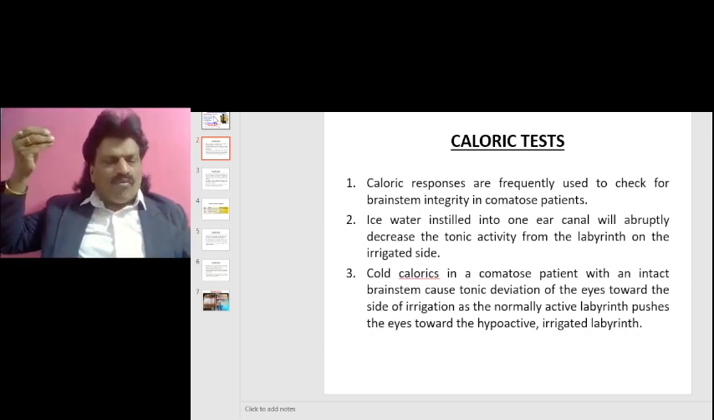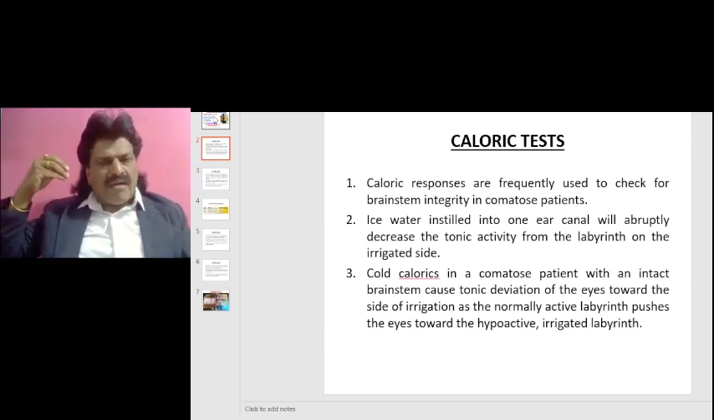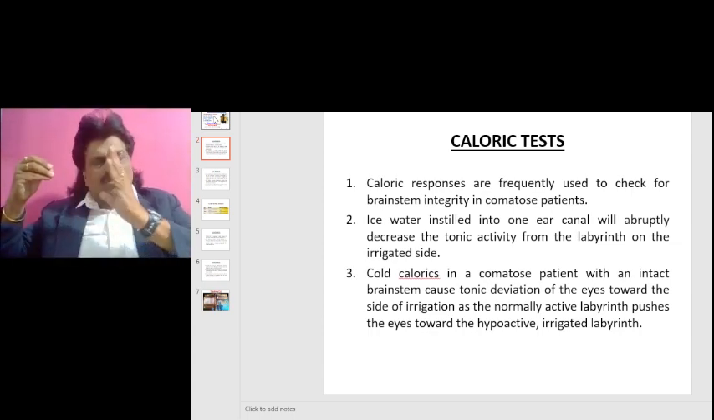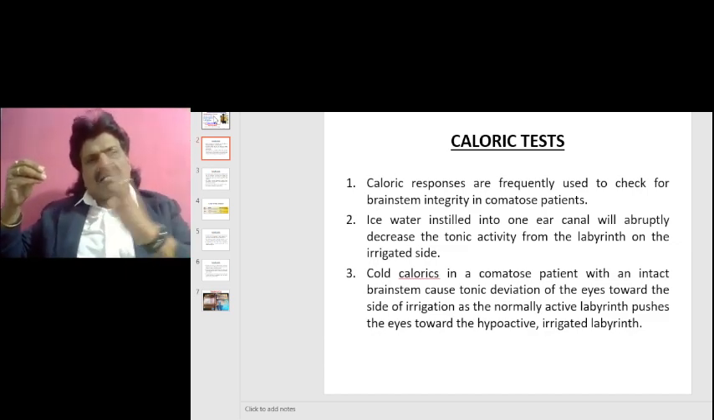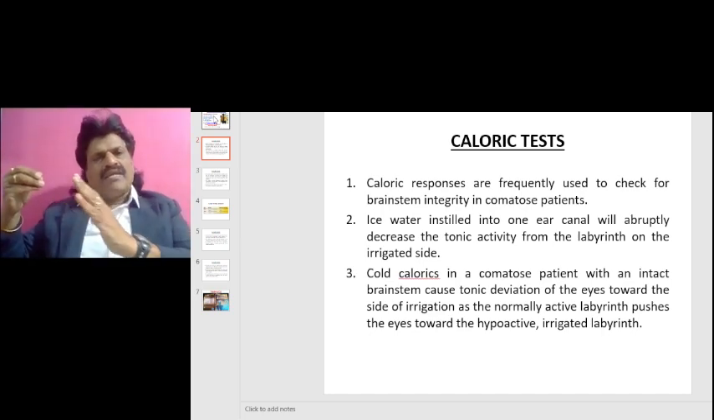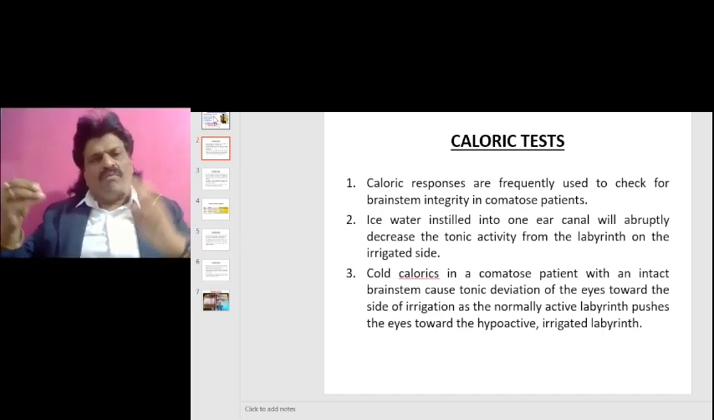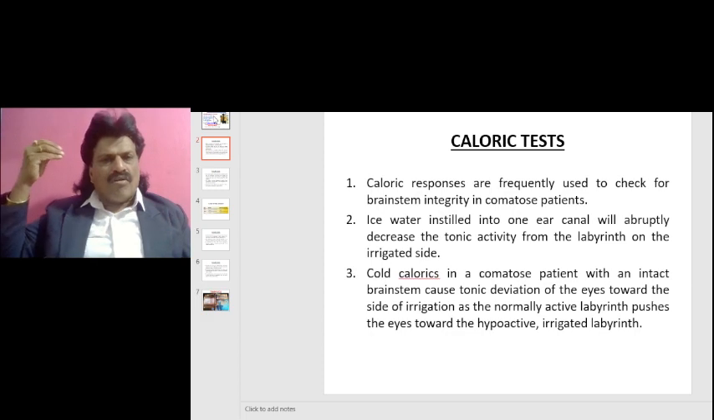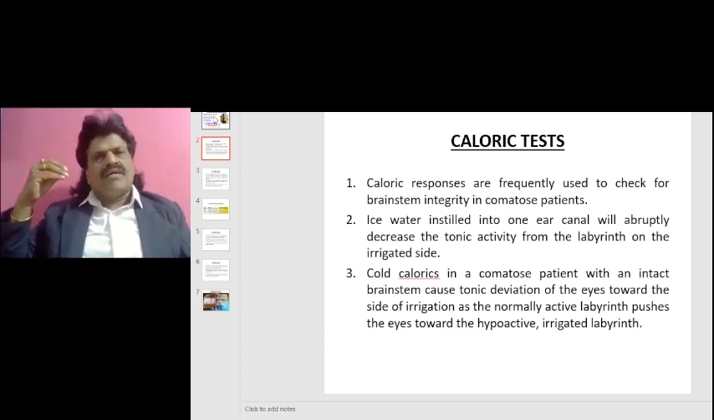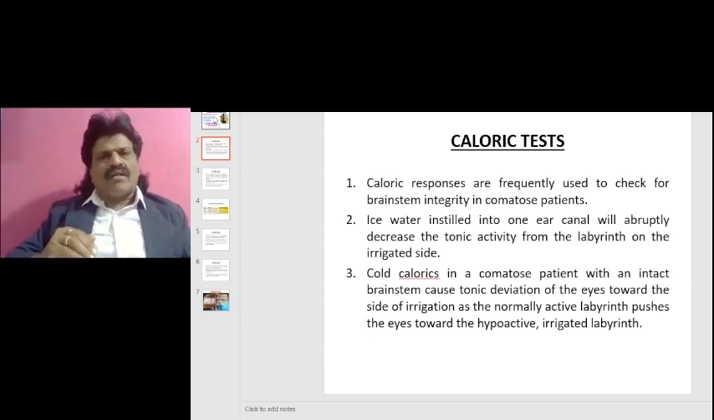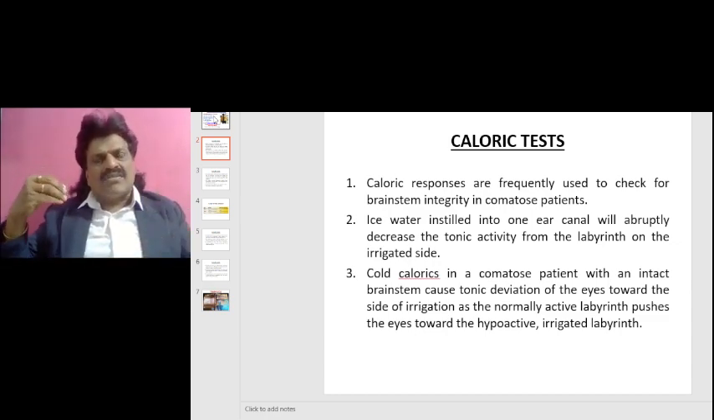So when we put warm water or stimulate the labyrinth, the eyes will deviate to the opposite side, but the cortex on the opposite side, that is frontal eye field area number 8, will push the eyes back. So there will be nystagmus. When we put cold water, the nystagmus is on the opposite side. When we put warm water, the nystagmus is on the same side.